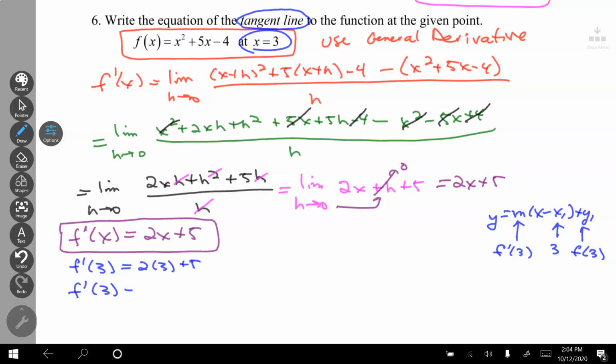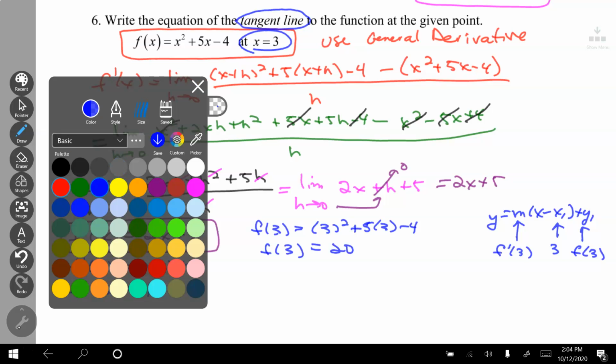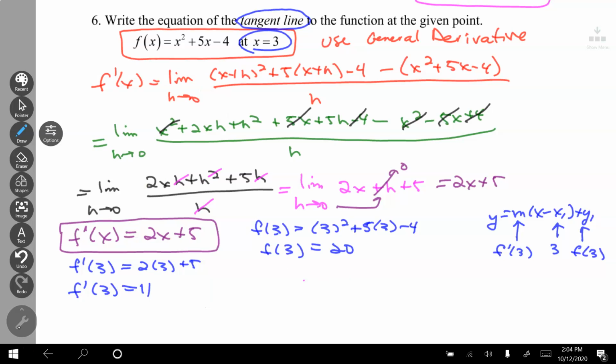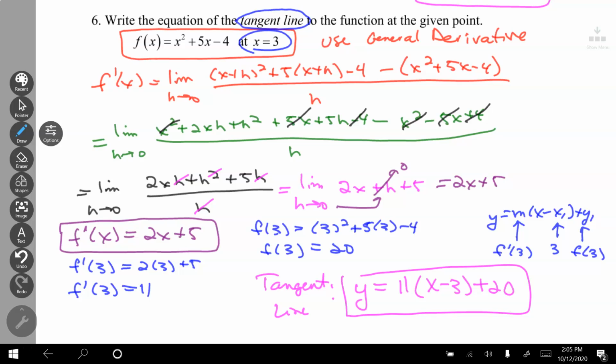So f prime of 3 is pretty easy right now. f prime of 3 is equal to 11. Now when I want to do f of 3, I just do 3 squared plus 5 times 3 minus 4. I get f of 3 is equal to 20. And when I'm all done with everything, I can just write my tangent line: y is equal to a slope of 11, (x minus 3) plus 20. That is my tangent line.